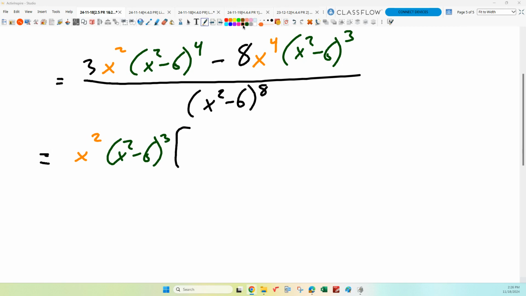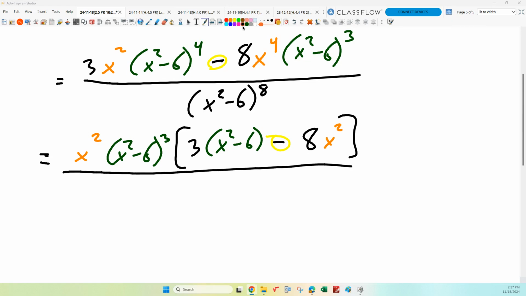Leaving behind what from the first term? 3 times x squared minus 6 to what power? The 1. Good. Minus, what's left from our second term? 8x squared. There you go. All divided by, and we'll just pull that out front.